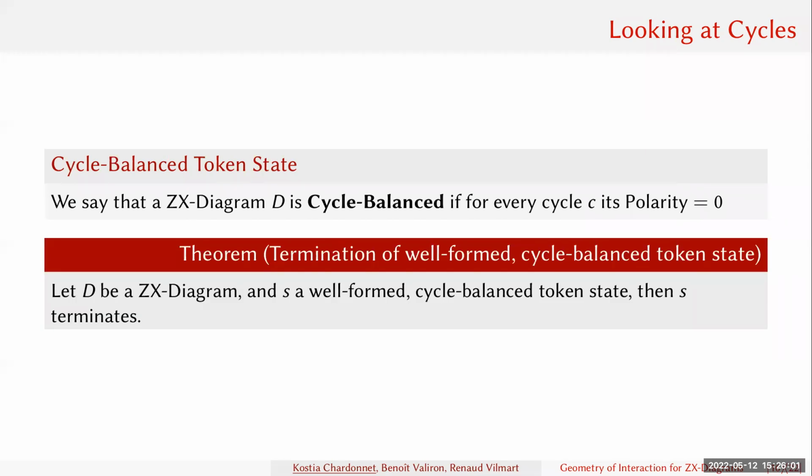So you have a notion of termination. If you have a ZX diagram and some token state that is well-formed and cycle balanced, then the token state, after reweighting, will terminate at some point.